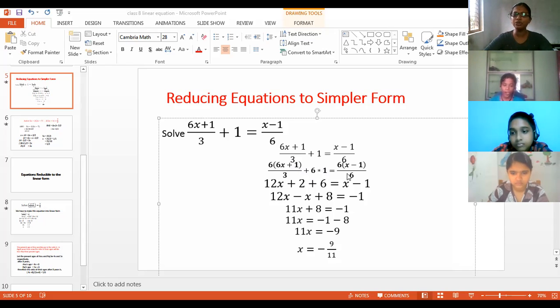Then we have to do the same in our RHS also. We have to multiply with the same number we multiplied in our LHS. So I am multiplying 6 into x minus 1 by 6. You can see here we can cancel both 6's in RHS because one of them is in the numerator and one is in the denominator. So we can cancel them. Is it clear for you?